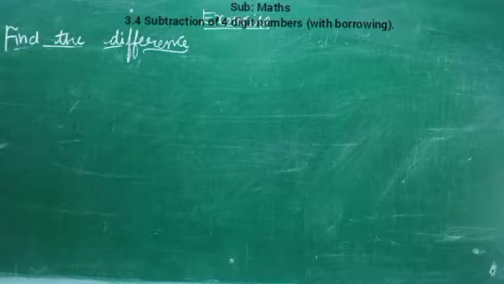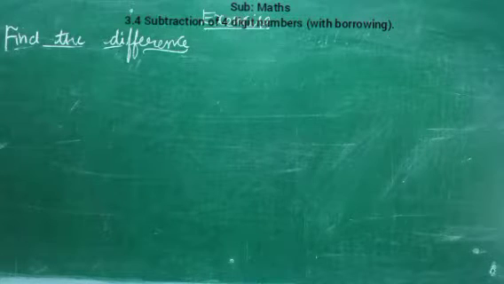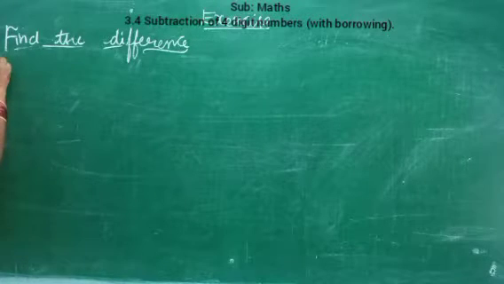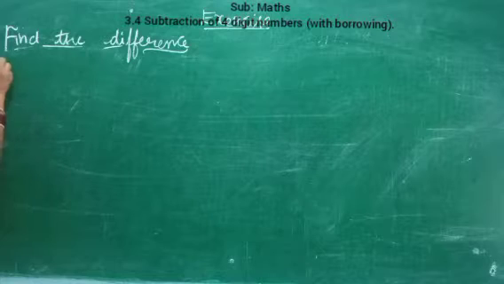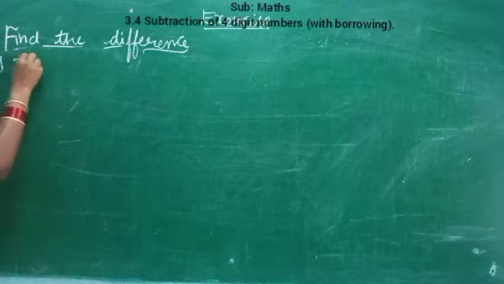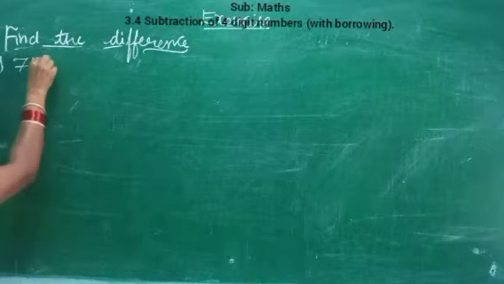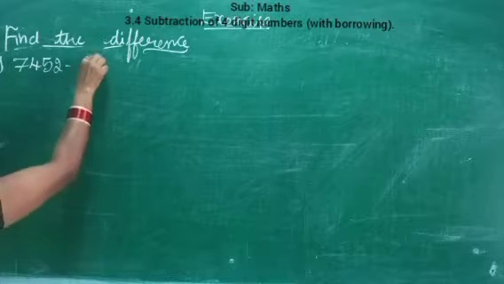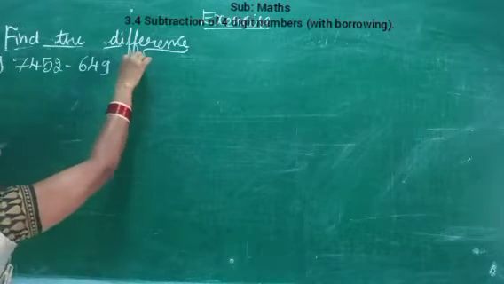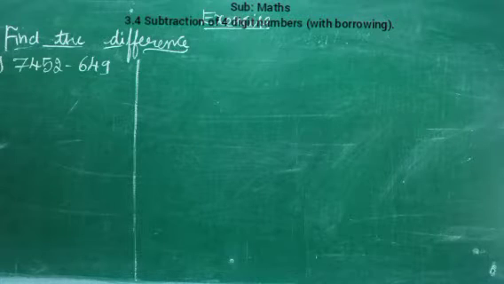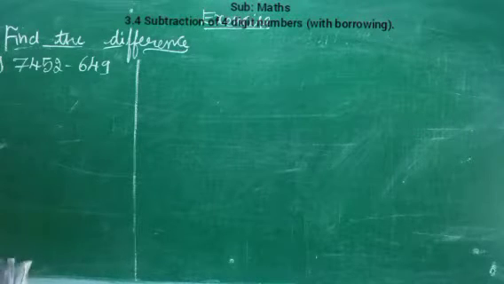First one, I will take the first problem: 7,452 minus 649. How can you solve the problem? Any problem we have to solve.